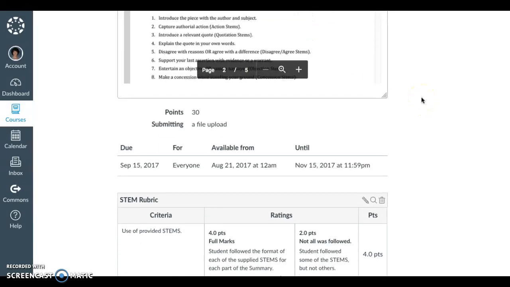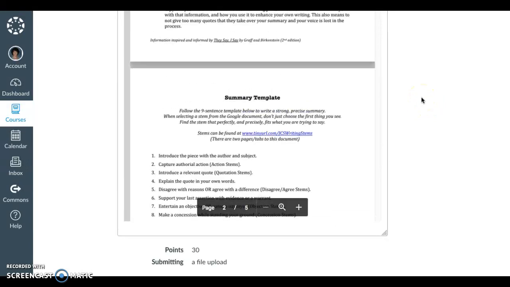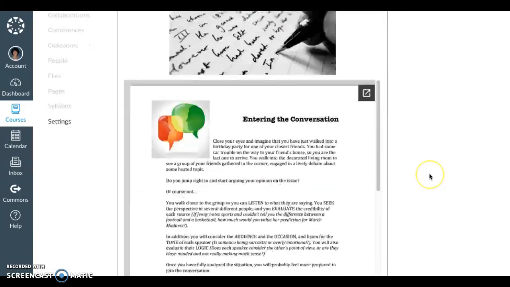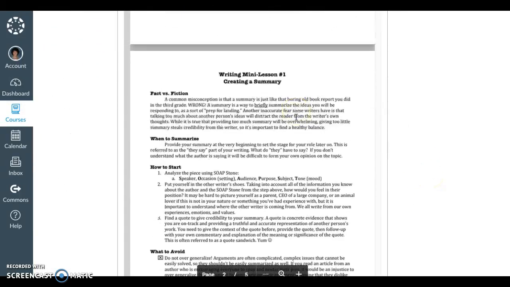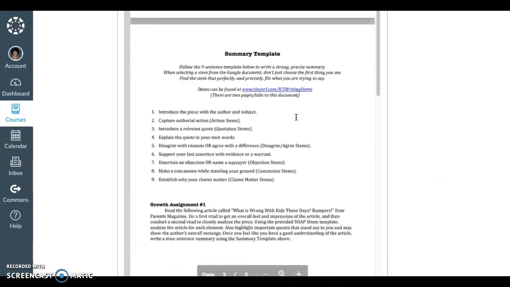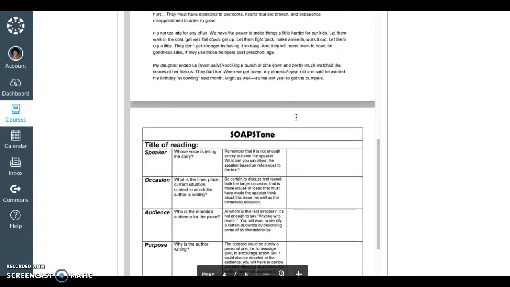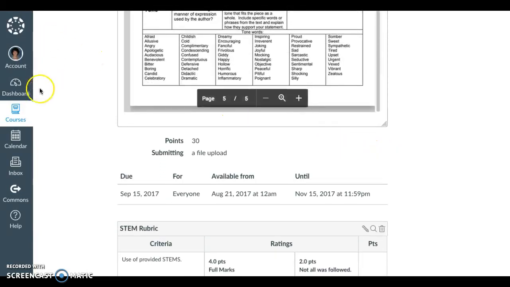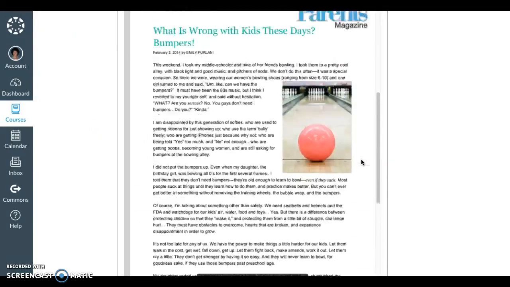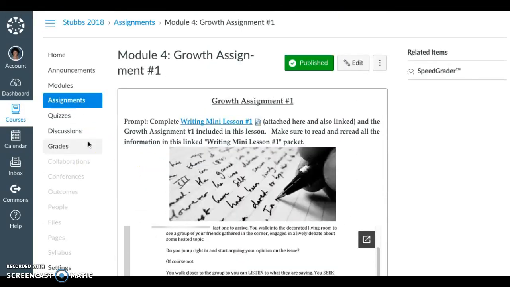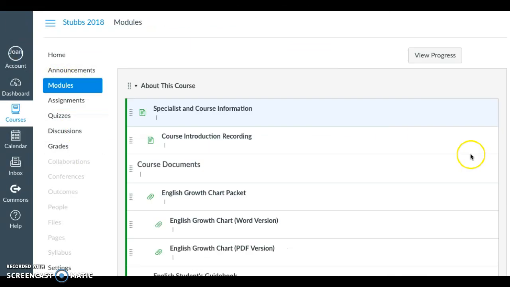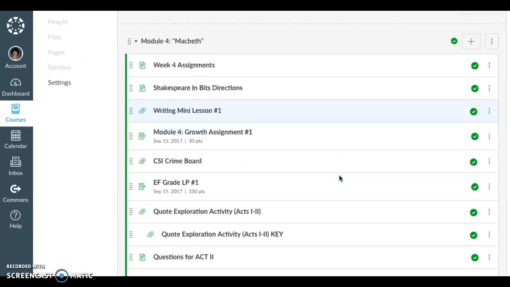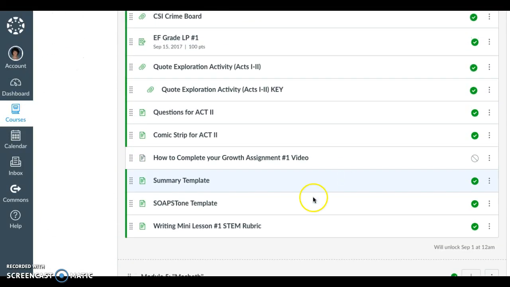You'll need to turn in your soapstone to your EF. So make sure you are reading this mini lesson very, very carefully, because there's a lot of parts to it. So there's the introduction, and then there's this template, then there's the article, then there's the soapstone. Now there's one more part that if you go, I have it down here, but you will not be able to see it on here. So if you go back to your module and go to module 4, here we go, you will see that there's a rubric.